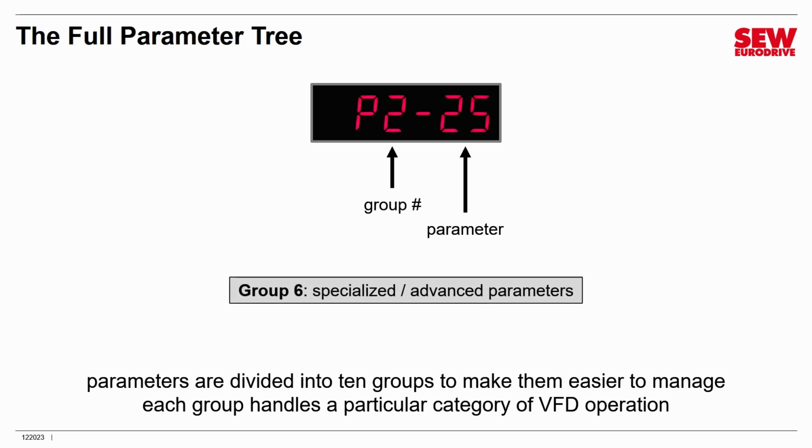Group 6 contains some specialized and advanced parameters used in special situations. Group 7 contains motor tuning parameters and electrical information. Group 8 contains advanced servo motor parameters that would be used if you're operating a servo motor in an advanced mode. And Group 9 contains parameters you set to configure the digital inputs. All right, so those are the extended parameters.